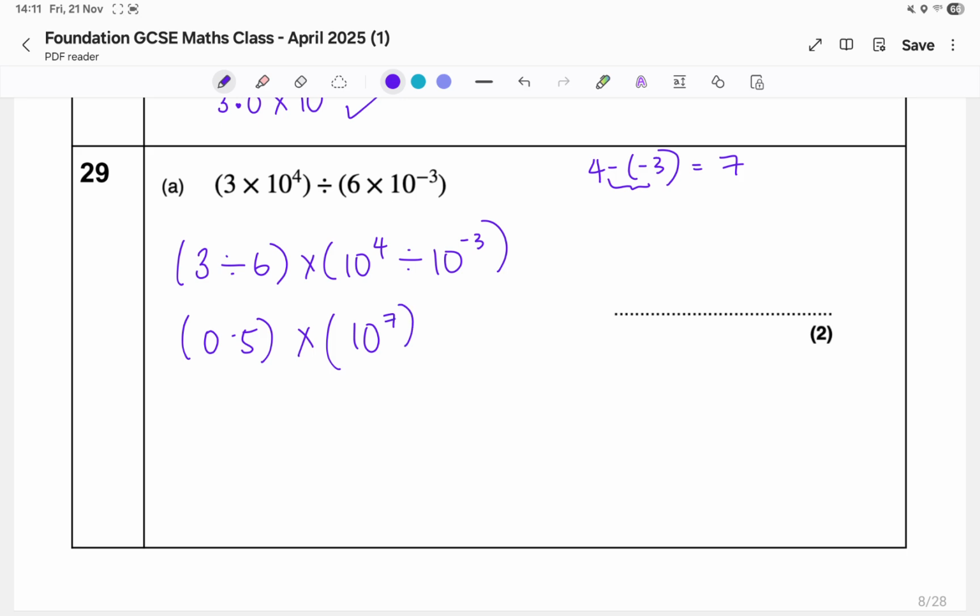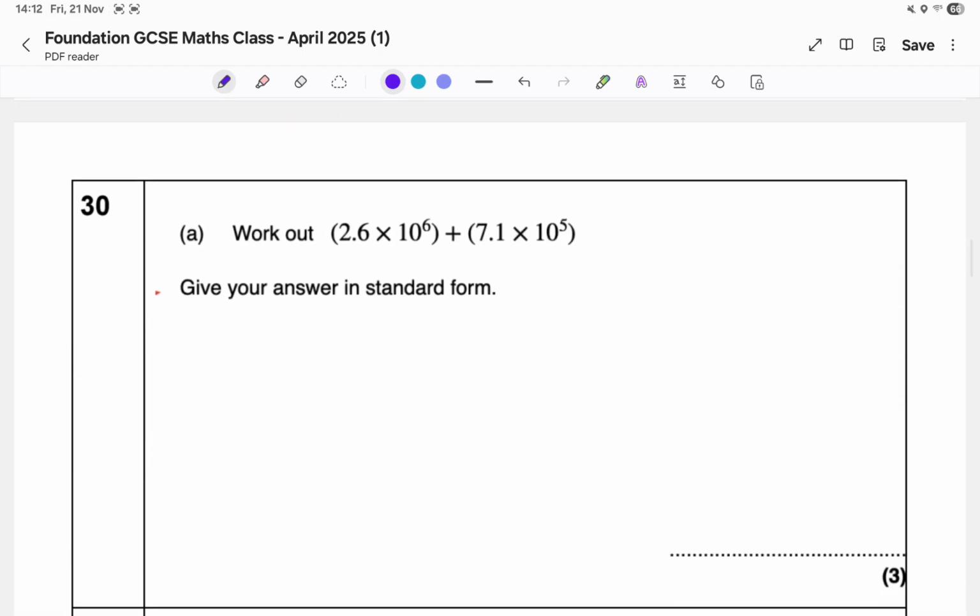And again, you have to check, is it in standard form? It's not in standard form because this number is not between 1 and 10. So 0.5 is going to move one place here to make 5. And I'm going to minus 1 from there. So 5 times 10 to the power of 6. That's my answer. Now last question is adding.